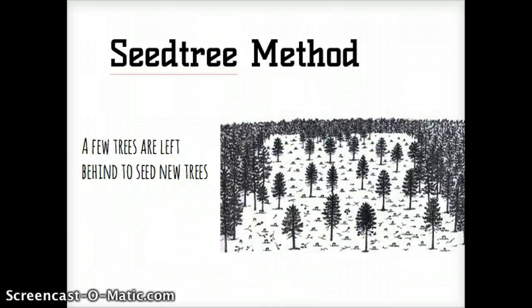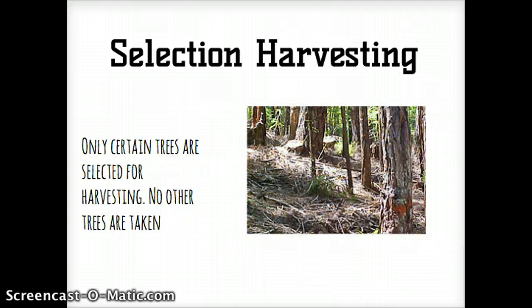In the seed tree method, they clear the area, but they leave a few mature trees so that they can seed new trees on their own without having to plant trees. And this also ensures the same genetic crop grows back. So it'll always be the same type of trees growing in that stand. And finally, selection harvesting is where they just mark individual trees and take them. So for whatever reason, they target specific trees.